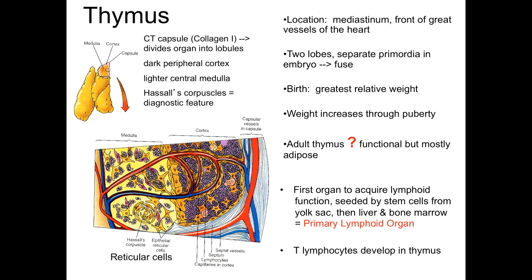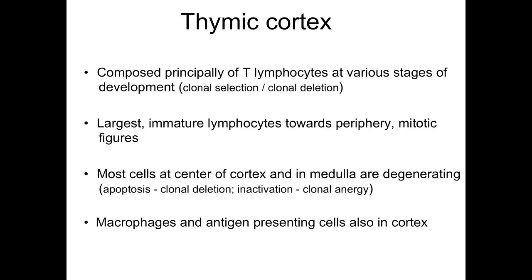There are a variety of epithelial reticular cells in the thymus. Some of these are unique to the cortex and some are unique to the medulla, and some of these thymic reticular cells also form these Hassall's corpuscles.